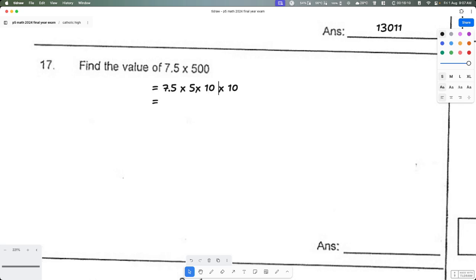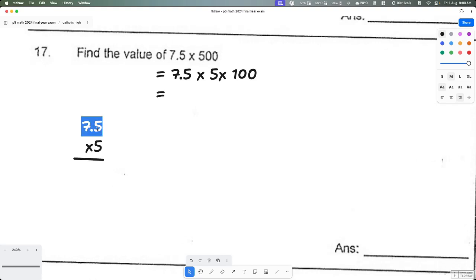Okay, so we have this 100. We're going to do the workings for 7.5 times 5. So we have 5 times 5, this will give us 25, or 2.5. You put a dot here, okay? And then you put a 2 over here. And then after that, 7 times 5 will be 35 plus 2, this will be 37. So 7.5 times 5 is 37.5, and then times 100.